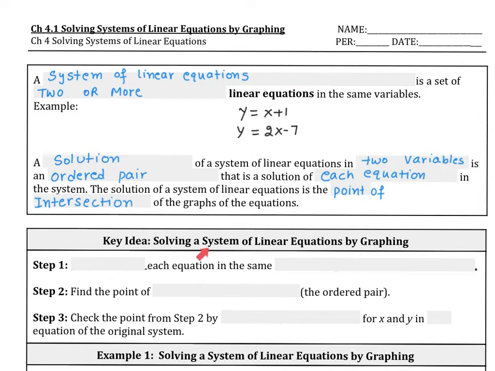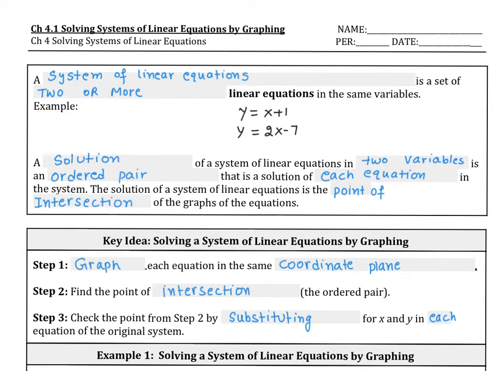Key ideas: solving a system of linear equations by graphing. Step number 1, graph each equation in the same coordinate plane. So we're going to graph both of them in the same coordinate plane. Step number 2 is find the point of intersection, the ordered pair. Wherever the two lines cross, we take that point, and it's called the point of intersection.